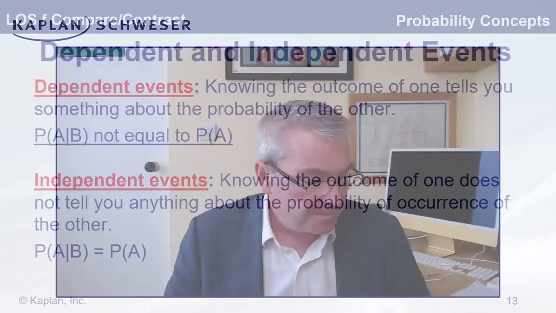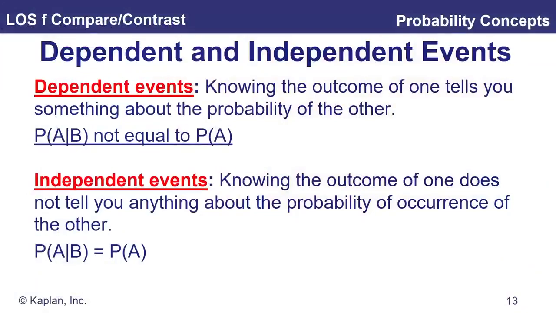Hello there and welcome back to our module on probabilities, and we're going to be looking at dependent and independent events. We'll be returning to look at the total probability rule, and we'll start to look at expected values. So our first learning outcome statement here asks us to compare and contrast between dependent and independent events.